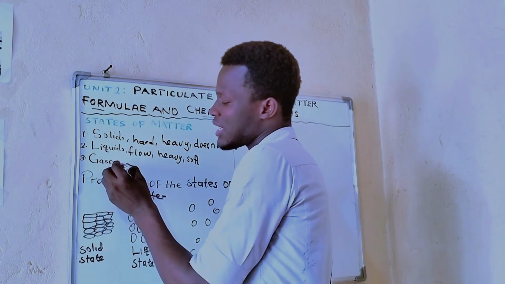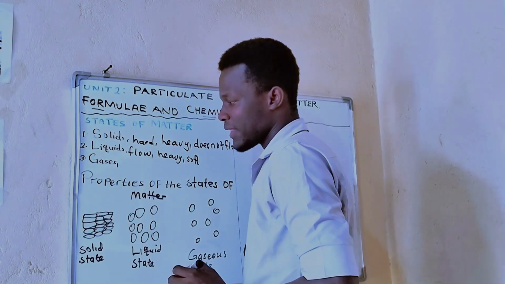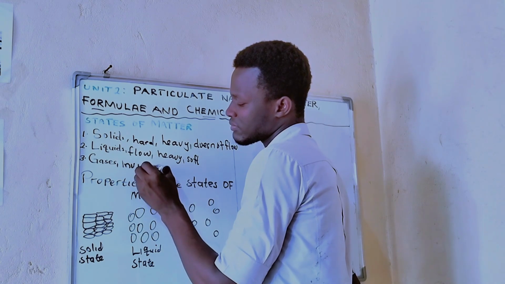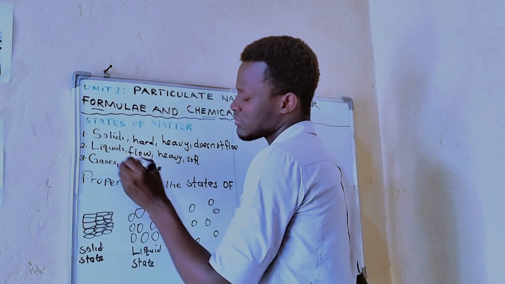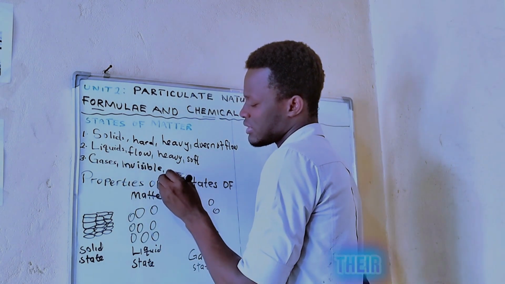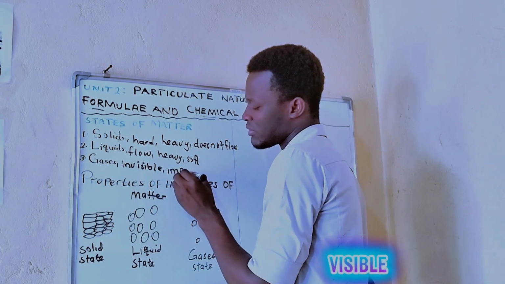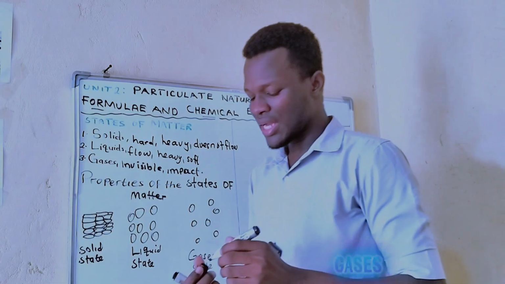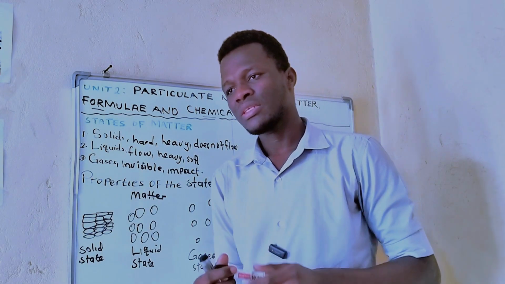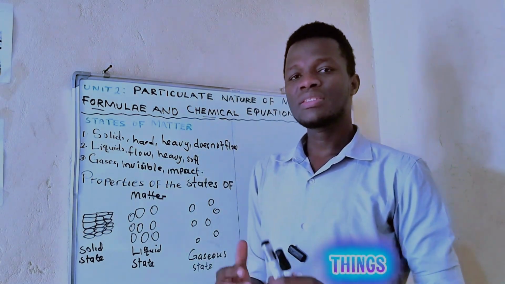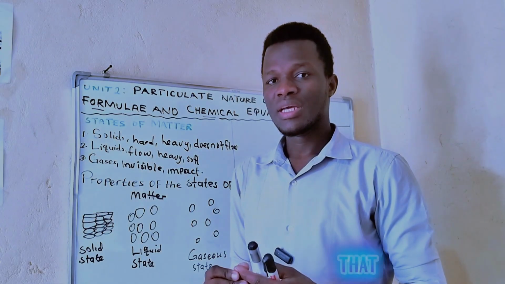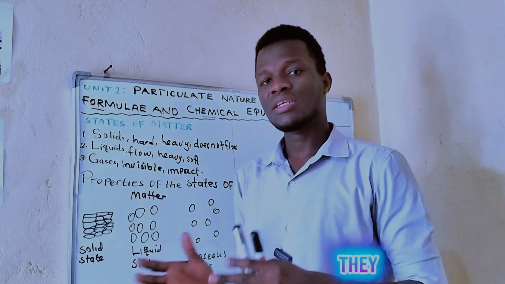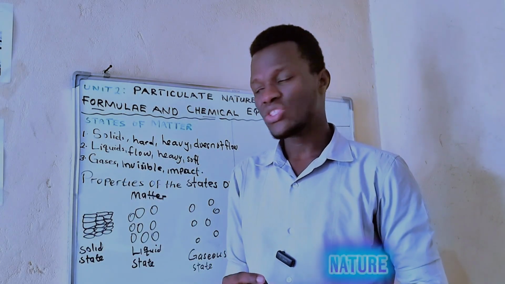Now gases, with gases we say gases are invisible most of the time, but their impact is visible. When we talk of gases, we are mainly talking about things that exist in nature that are chemical in nature. They exist in nature, but they are chemical in nature.